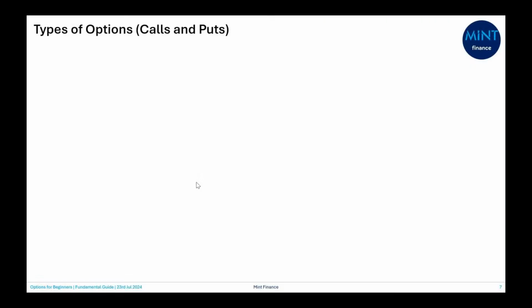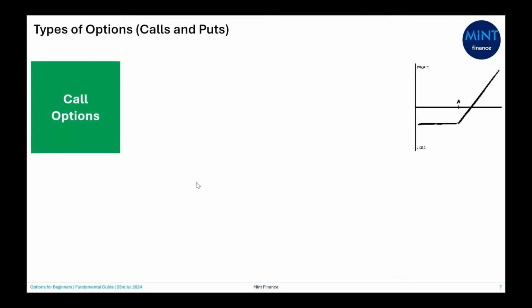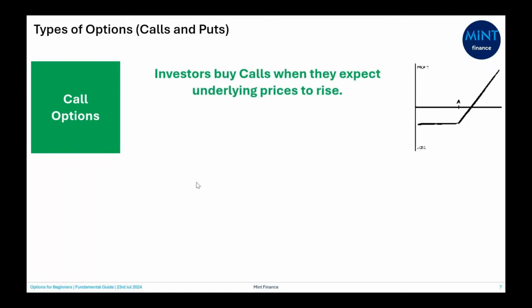Moving on, fleshing out a bit more of the types of options: calls and puts. Let's start with call options. As I mentioned earlier, call options are essentially a contract that gives the holder the right to buy an asset at a particular price at any point in time in the future that's defined by the term of the contract. So why would investors buy a call option? Investors buy calls when they expect underlying prices to rise.